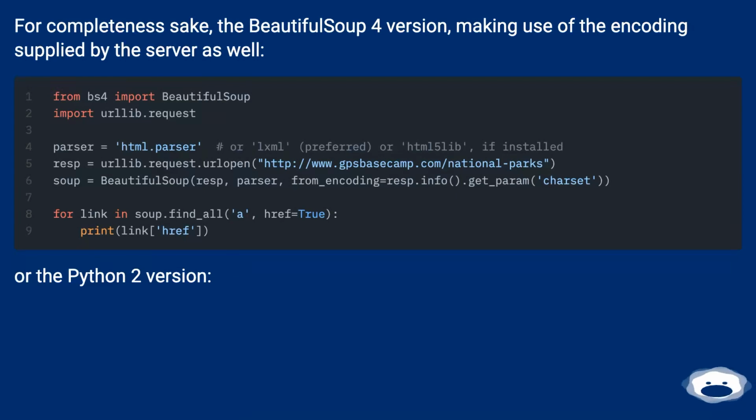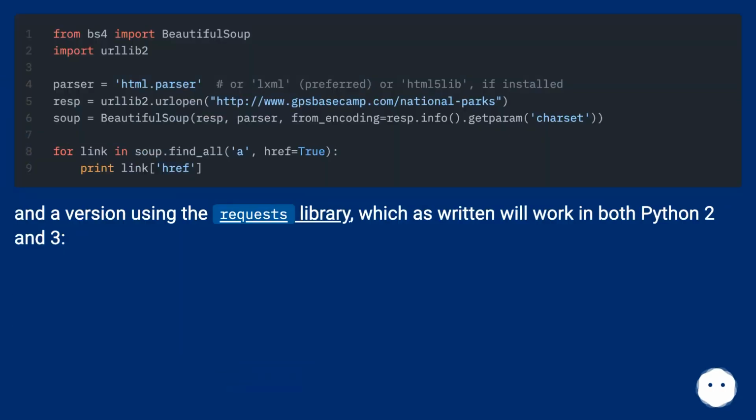For completeness' sake, the BeautifulSoup 4 version, making use of the encoding supplied by the server as well. Or the Python 2 version. And a version using the requests library, which as written will work in both Python 2 and 3.